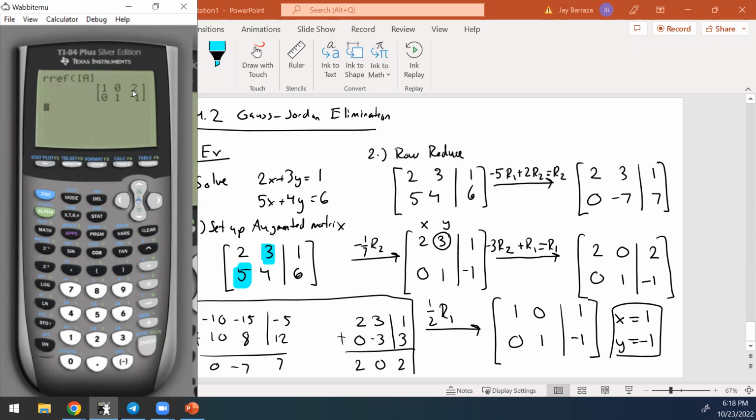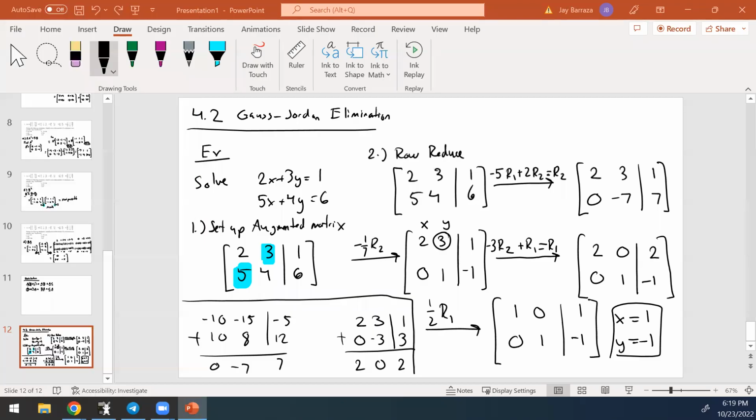Oh, guess I made a mistake. Let's see. Oh, I see what I did. Looks like I made a sign error somewhere. Hold on one sec. I've got to figure out where I made the sign error, because they got it. I got the -1, but it looks like I made a small sign error somewhere. So let me look real quick. So I found the mistake. This 2 and this 2 should actually be 4. So let me erase that.